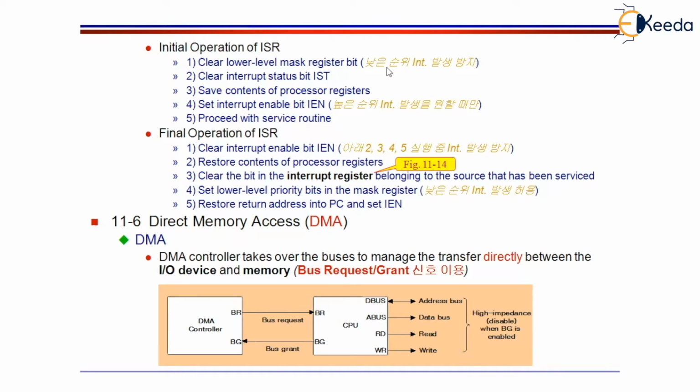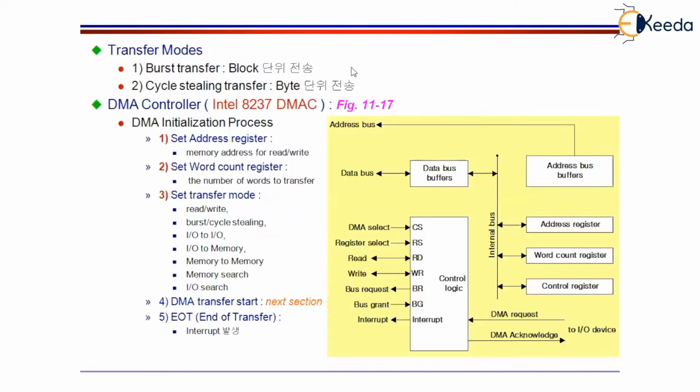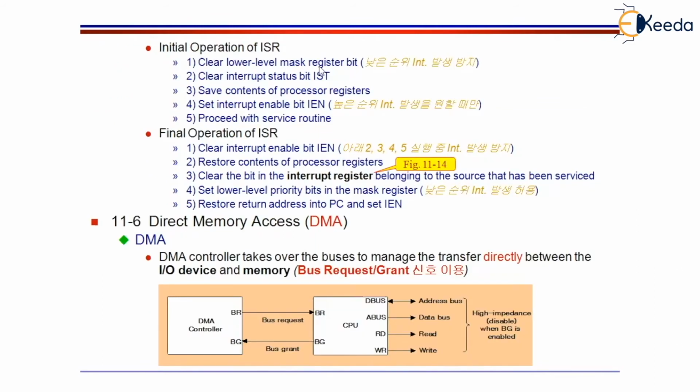Clear lower level mask register bit. You know the mask register? The lower level bits of the mask register correspond to the least prioritized devices, and the MSBs of the mask register correspond to the most prioritized devices. So the CPU should initially clear the lower level mask register bits in order to ensure that as long as the highest prioritized device is being serviced, the least prioritized device is not going to interrupt.